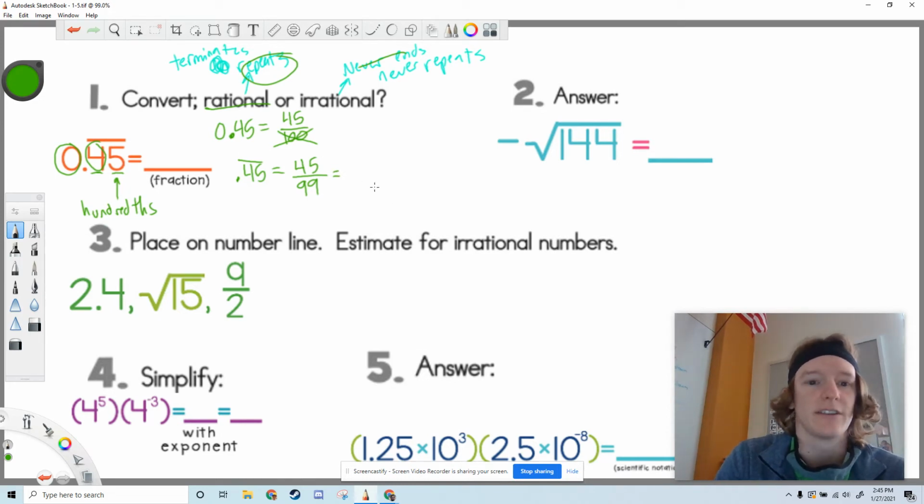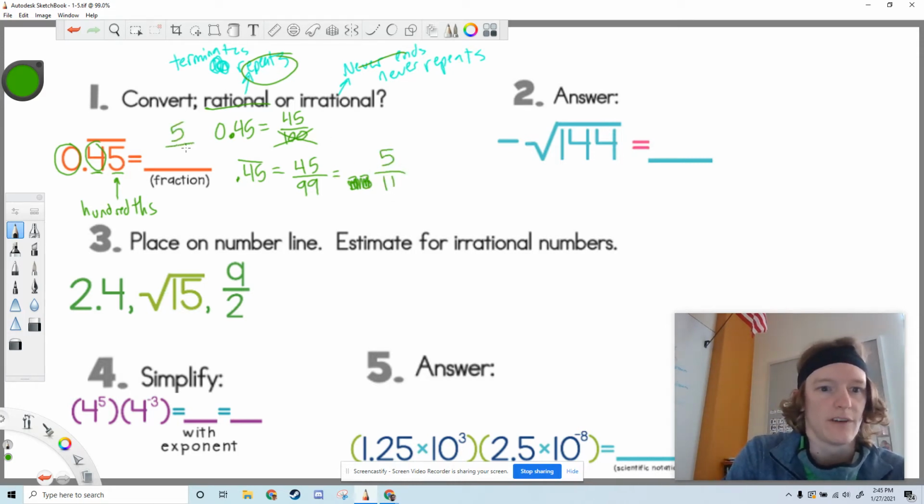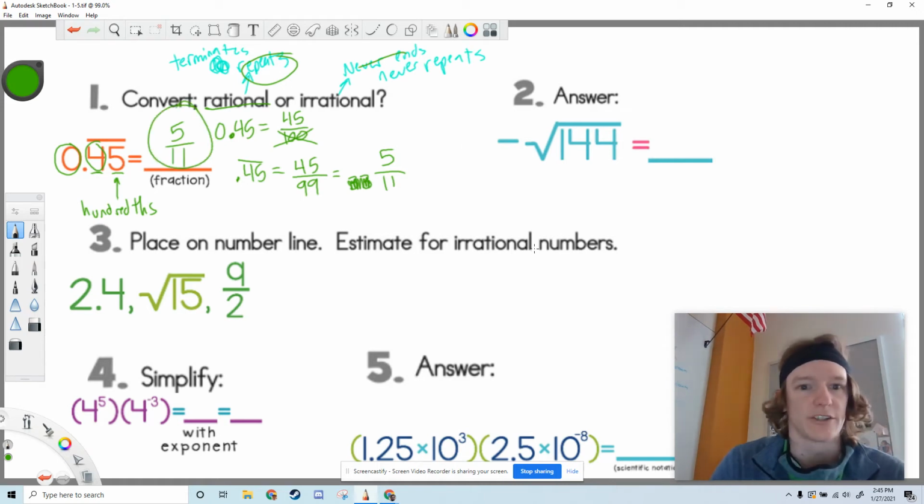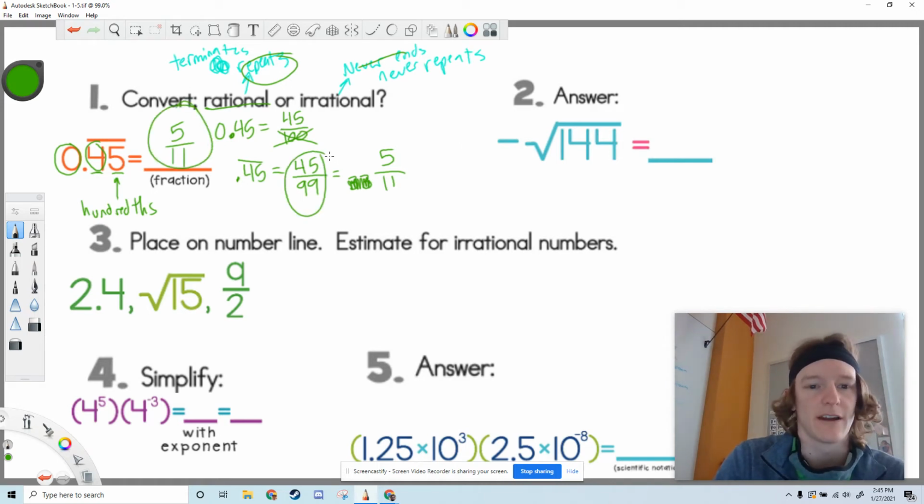I can divide those by 3. So that'd be 33. Actually, let's divide by 9. That's even easier. We're going to get 5 11ths. 5 11ths is our fraction for this. Starting from here, I know that I can divide by 9.